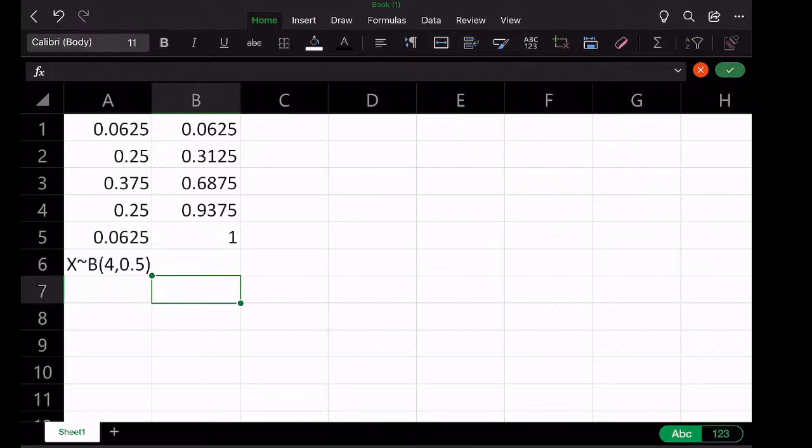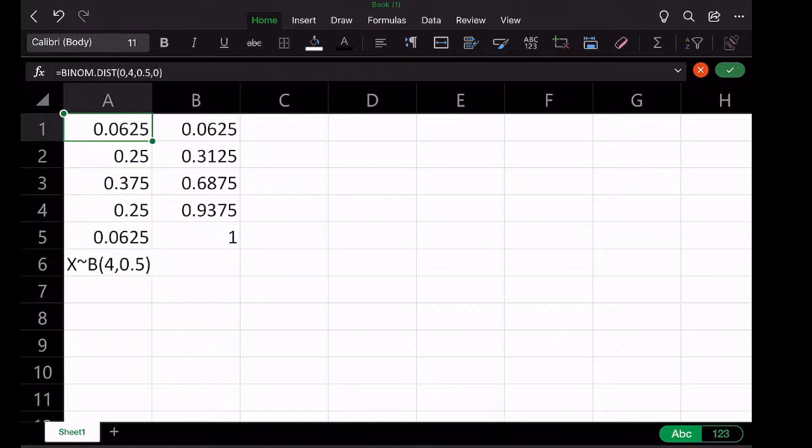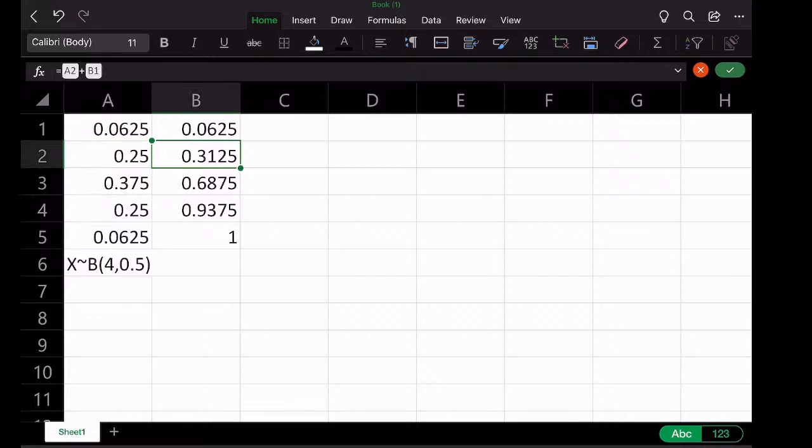So in the code, I chose 0, because I want the chance of 0 successes. That's the probability of 0 successes. This is the probability of 1 success. This is the probability of 2 successes, and this is the probability of 3, and this is the probability of 4. Okay, can somebody tell me what this is? How do I interpret that result?